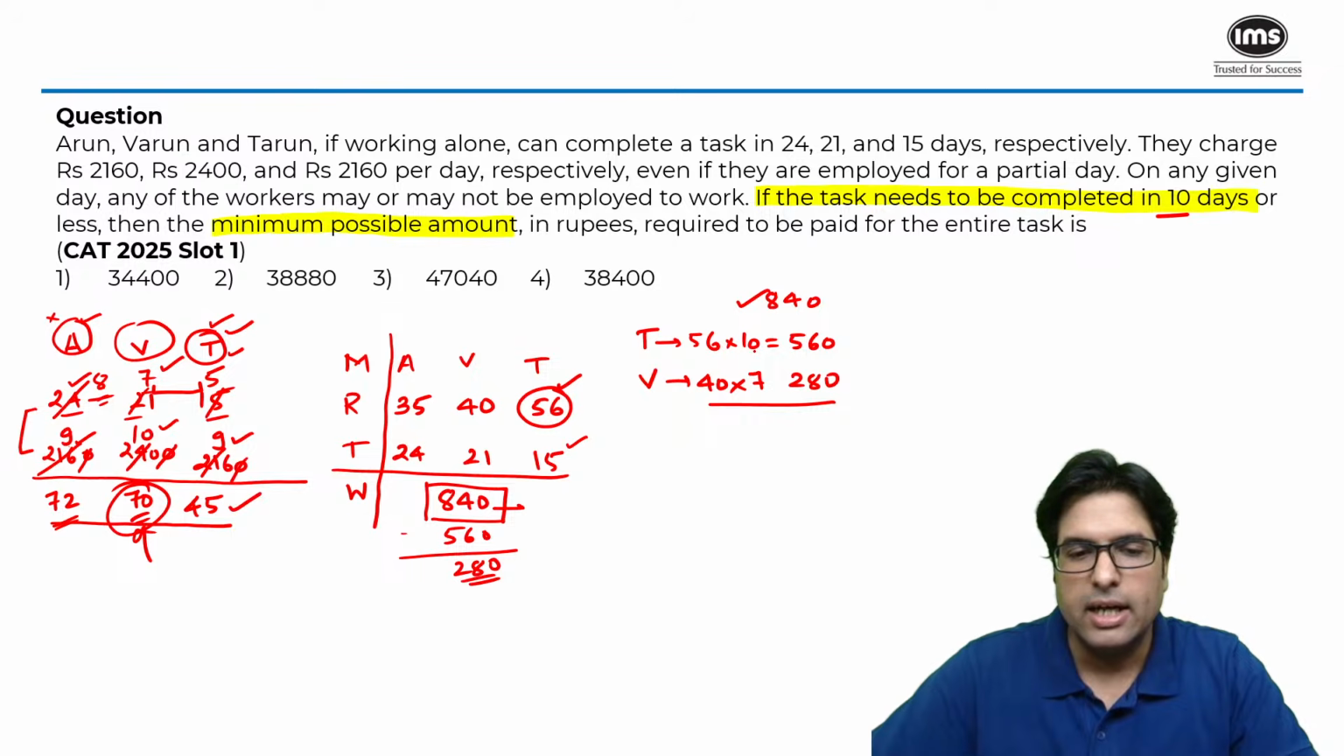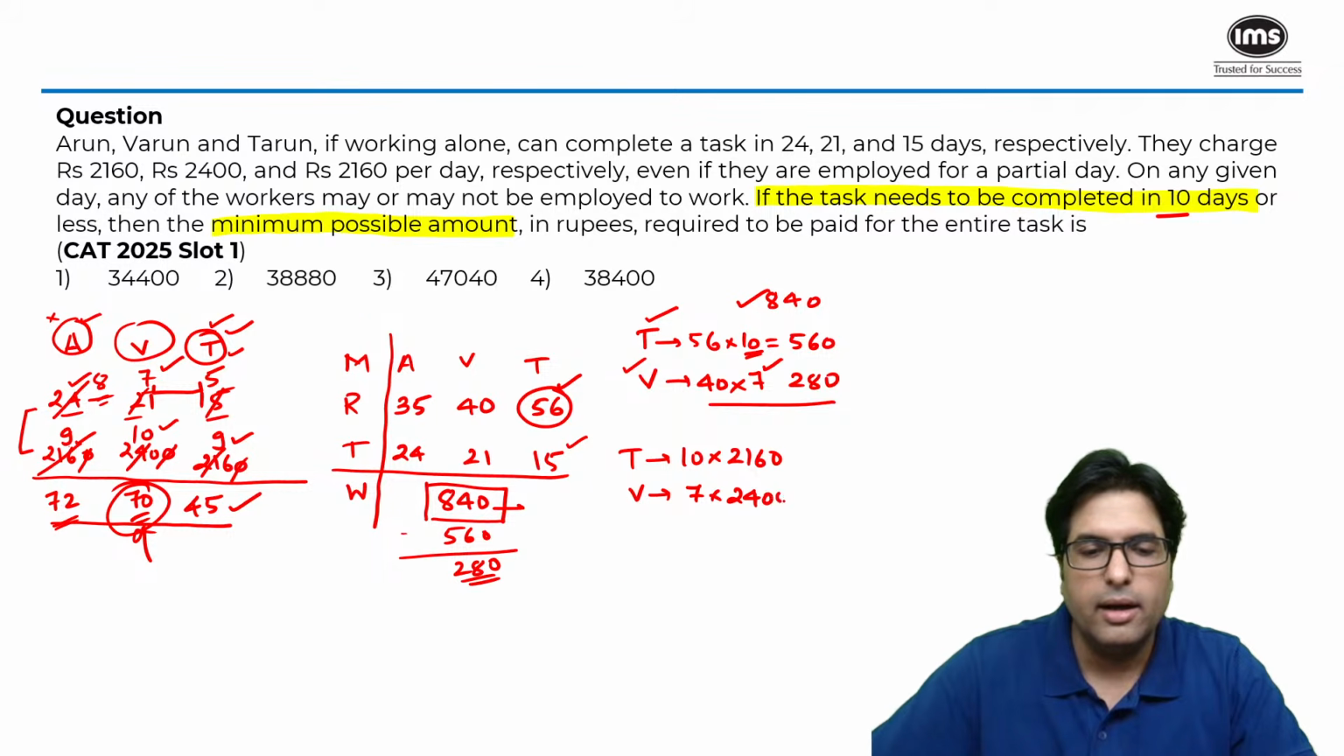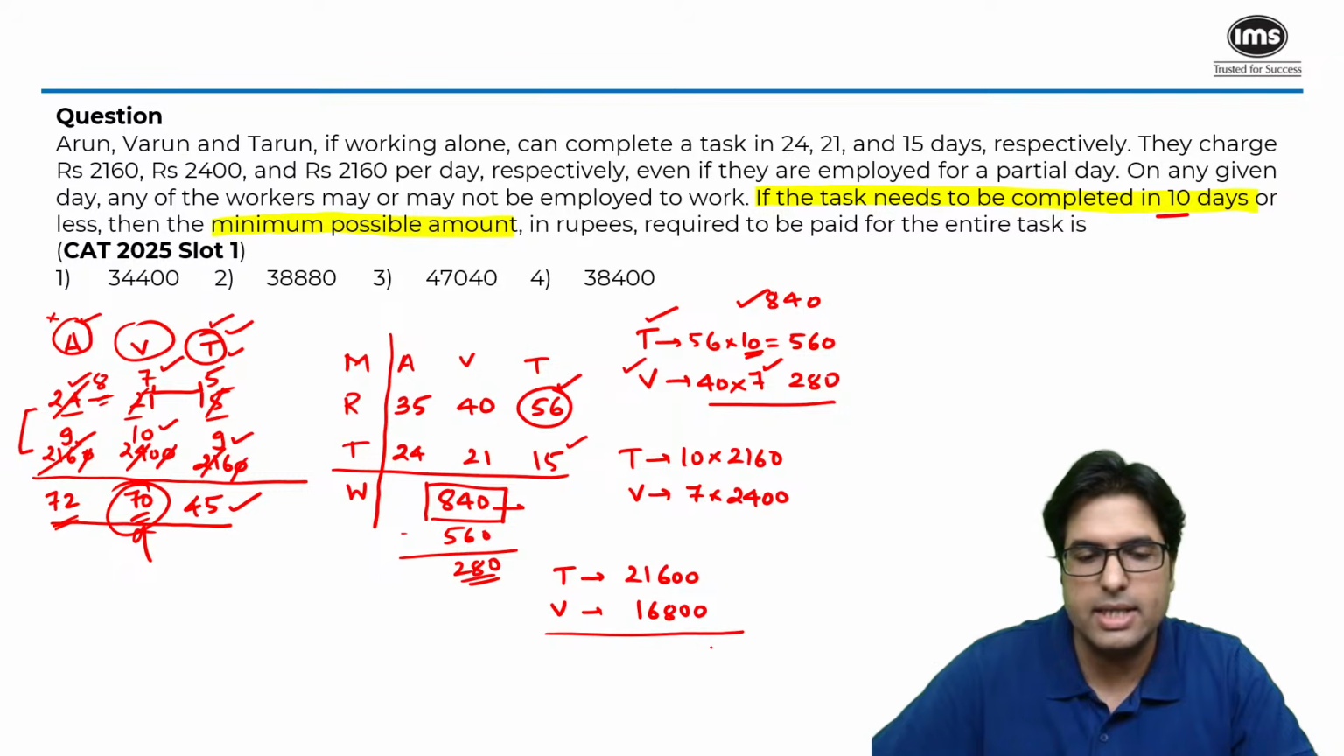If this is the case, 10 days payment of Tarun would be required and 7 days payment of Varun would be required. That is the total minimum amount required. So Tarun will take 10 into what is the amount that he charges per day? 2160. What is the amount for Varun? 7 into 2400. Let's quickly add these values up. For Tarun, the corresponding value is 21,600. For Varun, the corresponding value is 16,800. 24 7s are 168. Let's add them up. So we have 0, 0, 8 and 6, 14, carry over 1. This is 8 and this is 3. So 38400. Correct answer is option 4.